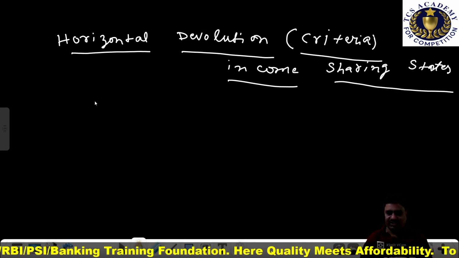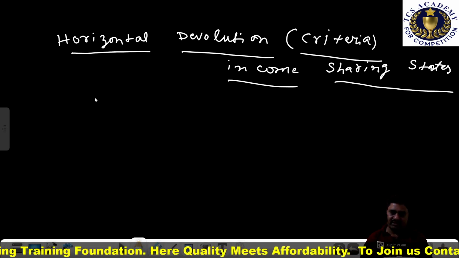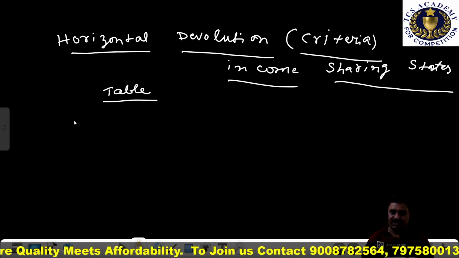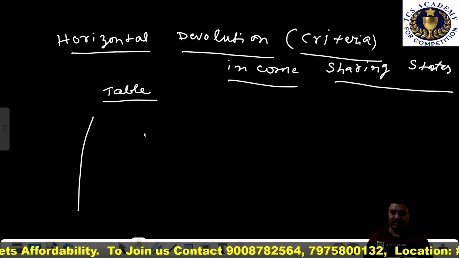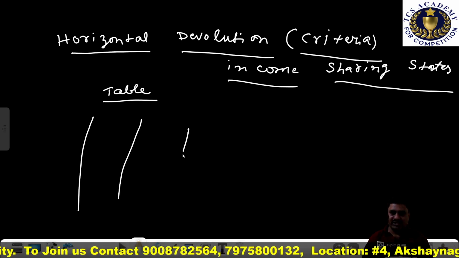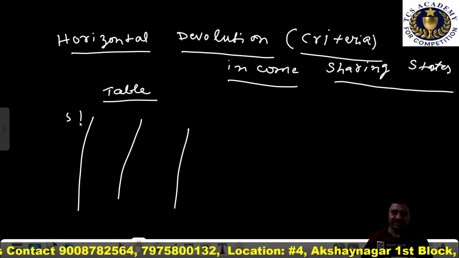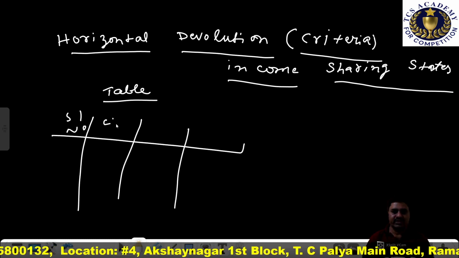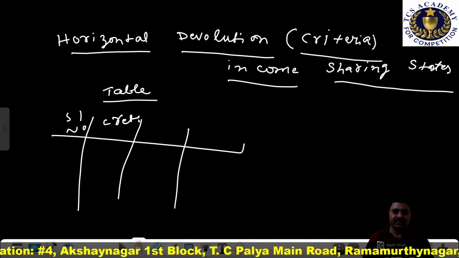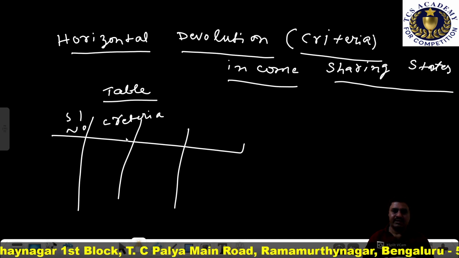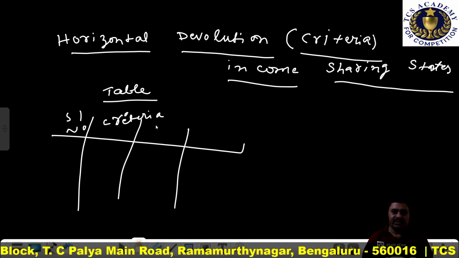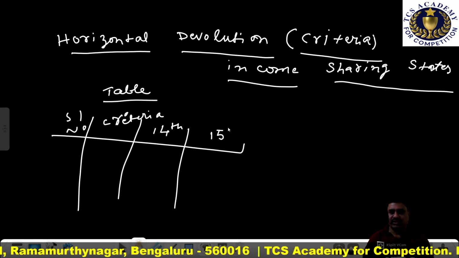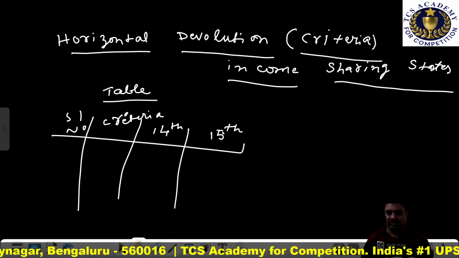Okay, so now let's have a discussion on this topic with a table, which shows how horizontal devolution will take place. Let's have a table so that we can understand very clearly. Here we can take serial number, criteria, and the 14th Finance Commission. We have to compare the 14th and 15th Finance Commission recommendations as far as horizontal devolution is concerned.